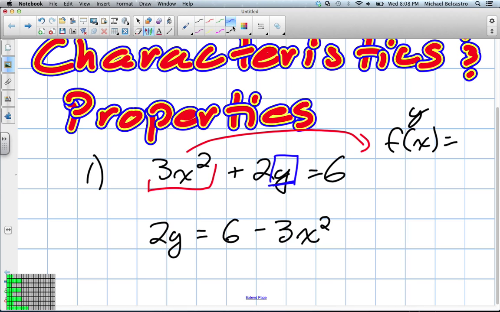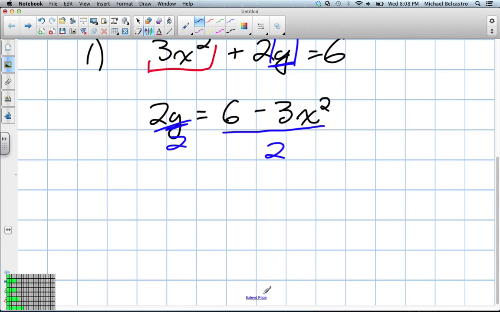We're still looking at getting y all by itself, so in order to do that, we need to divide every term by 2. So the way you wrote it was kind of like this. We divided both sides by 2. Nothing wrong with that. But what I do want you to recognize is this now becomes y equals 6 minus 3x squared divided by 2.